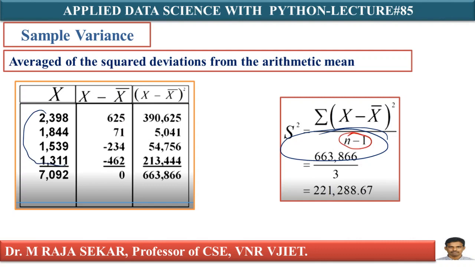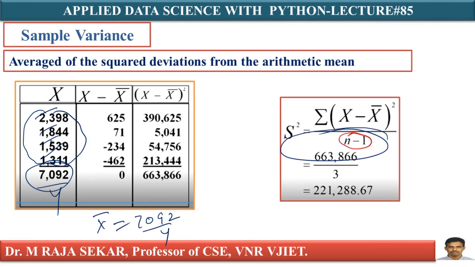This is a sample. How many numbers are there in the sample? 1, 2, 3, 4. If I add them, I get 7092, divided by 4. That is x bar. What is my x bar here? 7092 by 4. That is x bar.